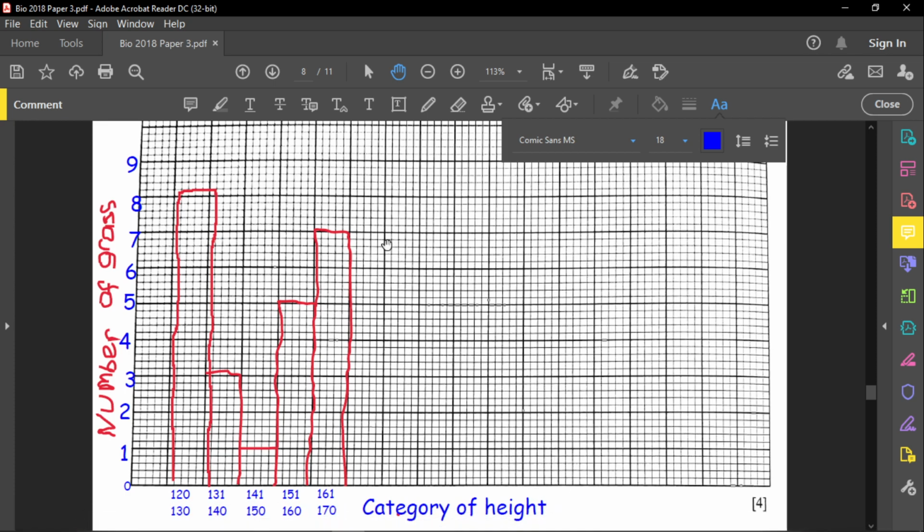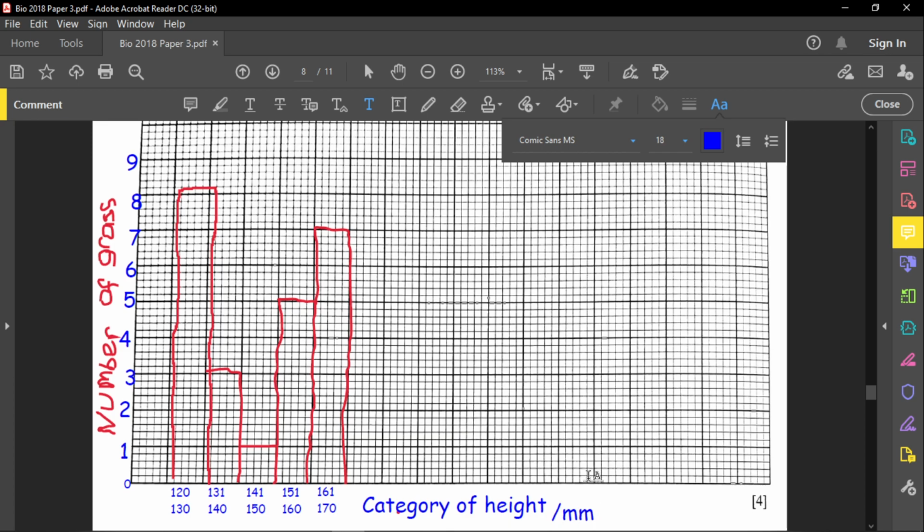Let me point this out real quick. Let me put in that the height here is per millimeter. Let me type that in real quick for you, per millimeter. It's very important to put the units there. The categories again: 120 to 130, 131 to 140, 141 to 150, 151 to 160, 161 to 170. And we plot our graph in terms of number of grass.